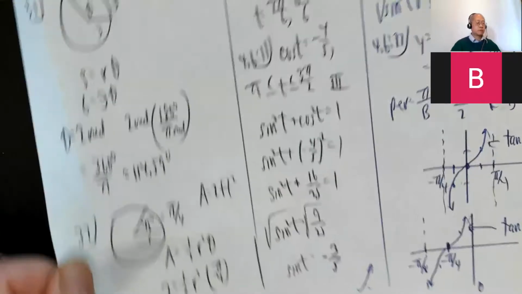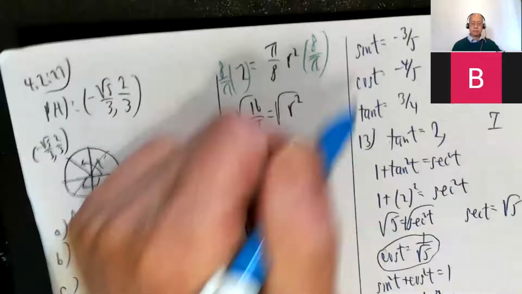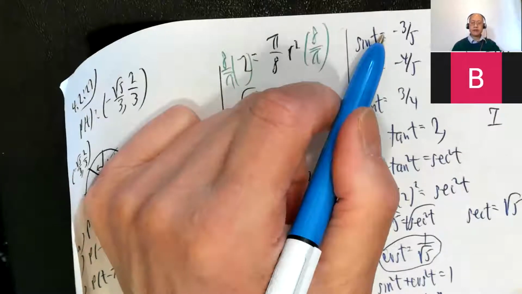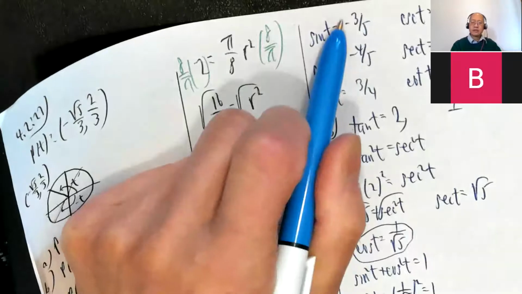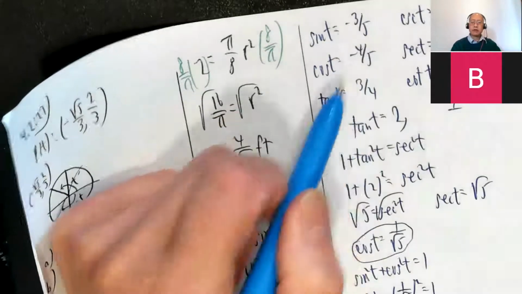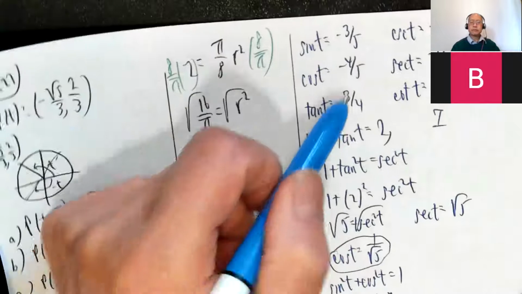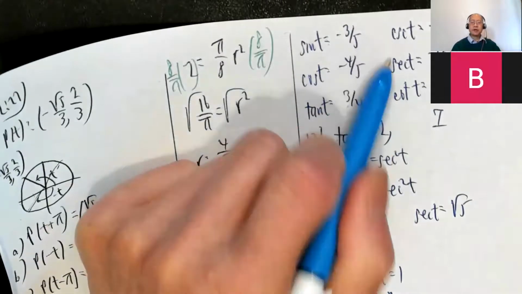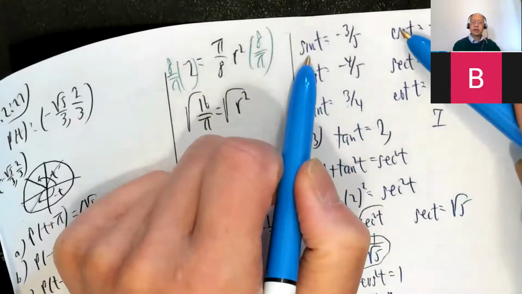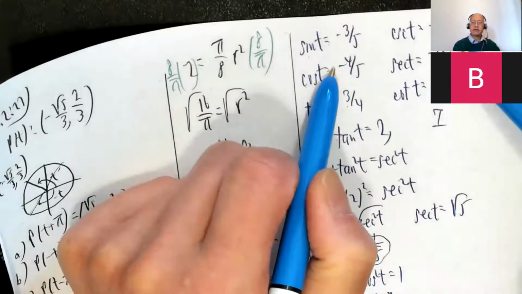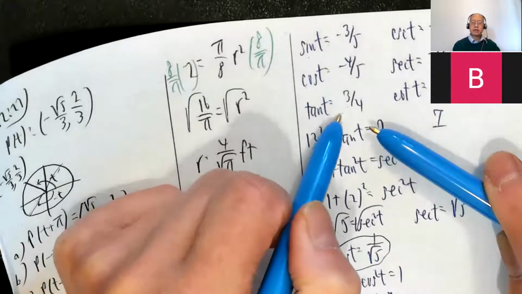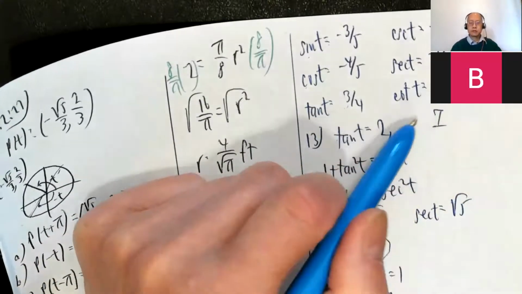Okay, I'm ready to do my little chart. Sine, negative 3/5. Cosine was negative 4/5. Tangent is the ratio, so that divided by that. Negatives cancel out, 5s cancel out, 3/4. And flip. Flip the sine, cosecant, negative 5/3. Flip the cosine, secant, negative 5/4. And flip tangent, 3/4, 4/3 for cotangent.